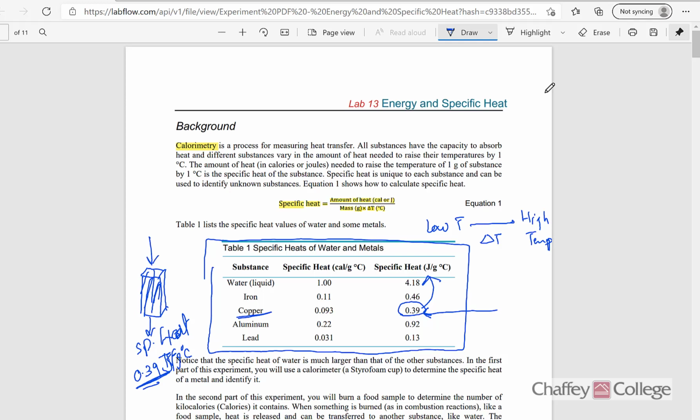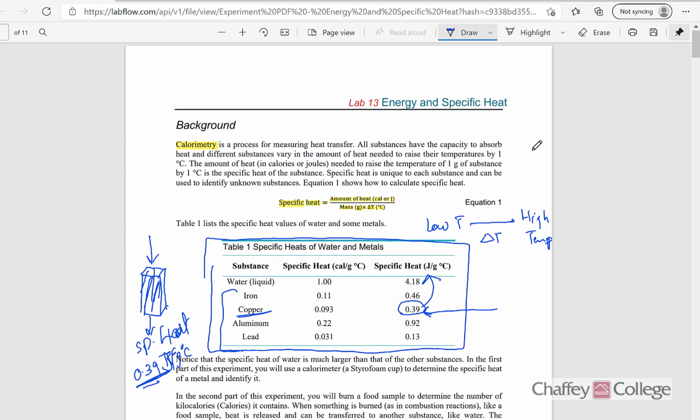And this is the first part of our experiment. In the first part, we will be given an unknown piece of metal, and first we will determine the specific heat of that metal. Then we will compare that specific heat value with this table, and we will identify the metal. Your metal will be one of these four: iron, copper, aluminum, or lead. Your final value will match one of these four metals, and then you will figure out what that metal is. I'll go over the procedure briefly as well as the calculation part.